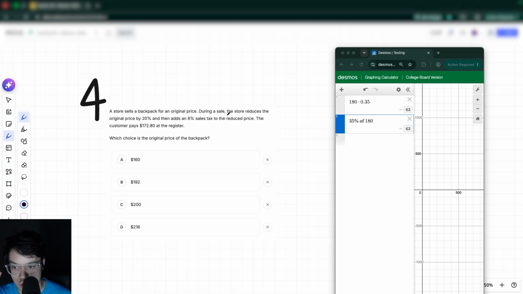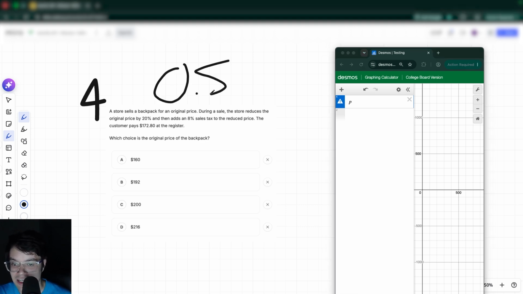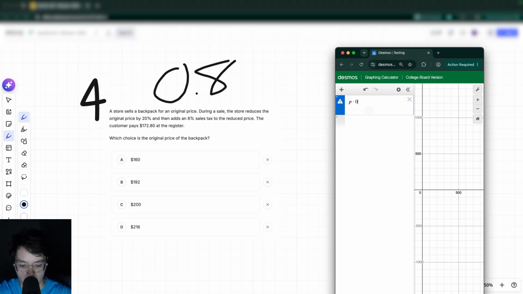A store sells a backpack for an original price. During a sale, the store reduces the original price by 20% and adds an 8% sales tax to the new reduced price. The customer pays $172.8 at the register. This is where it's going to get a bit more complicated. Let's say for the original price, we just say P for price. It says the store reduces it by 20%. What that really would be saying is 0.8, again, according to the stuff we said before, so times 0.8.